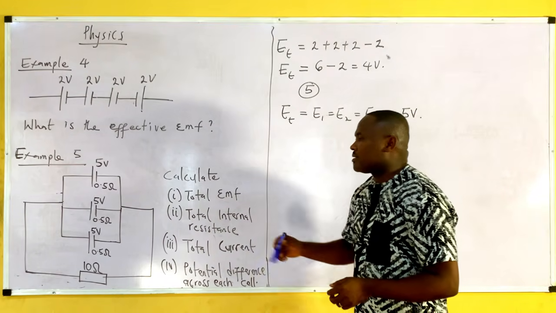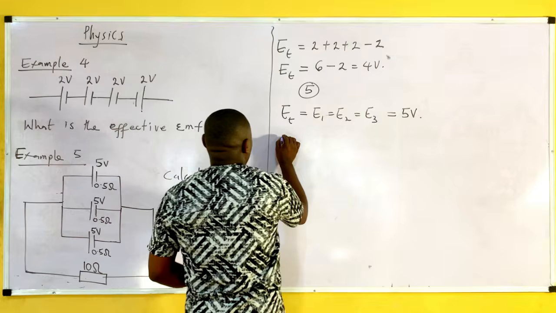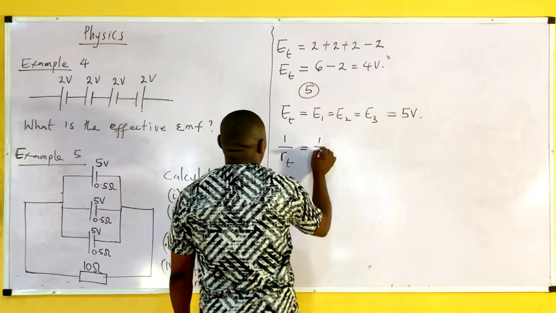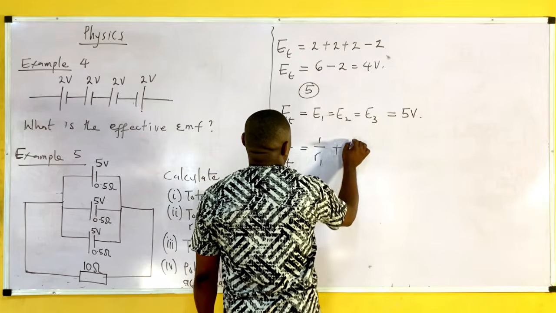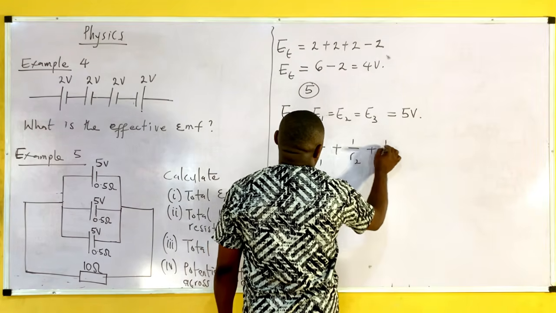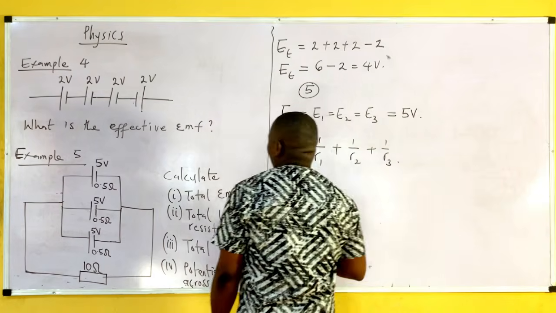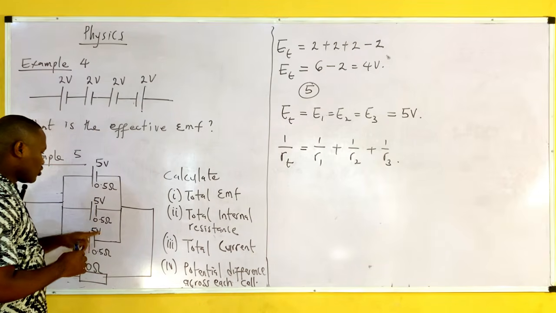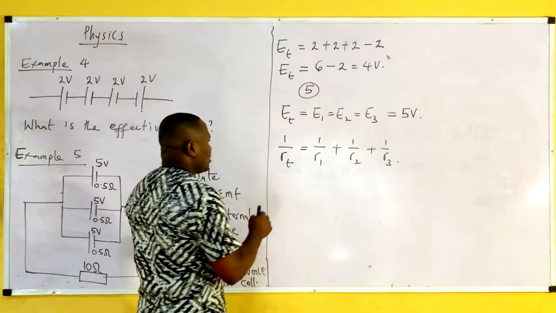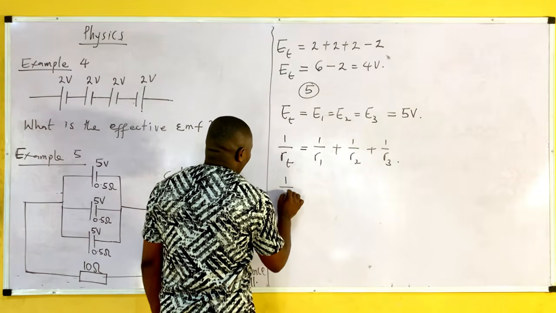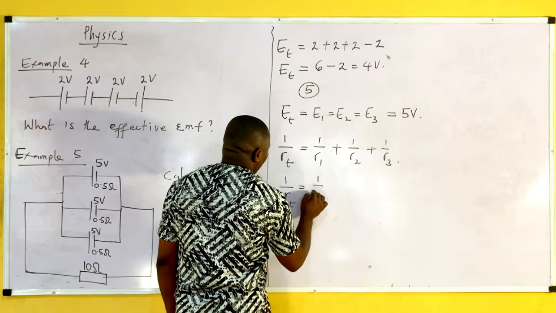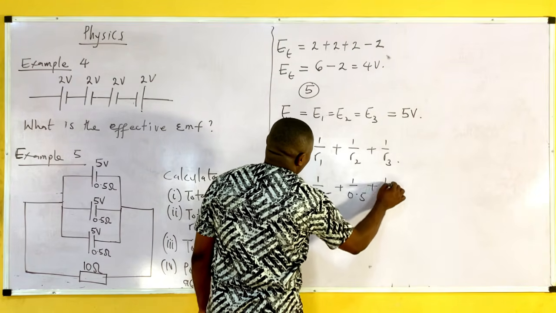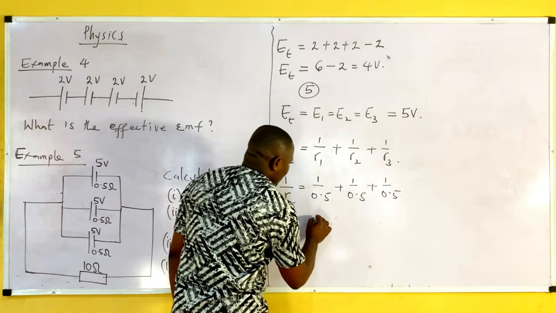The total internal resistance. How do we do total internal resistance? We said 1 over r total is equal to 1 over r1 plus 1 over r2 plus 1 over r3. That's what we said about this. So now what's our internal resistance? 0.5, 0.5, 0.5. So it becomes 1 over r total is equal to 1 over 0.5 plus 1 over 0.5 plus 1 over 0.5.